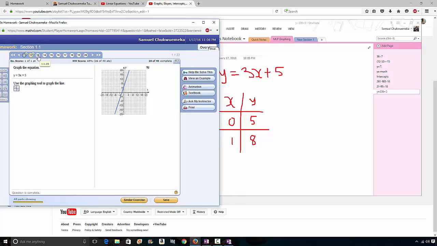So this one, they don't care whether you use intercepts or not. You only need 2 points. But if they ask you to use intercepts, use it.